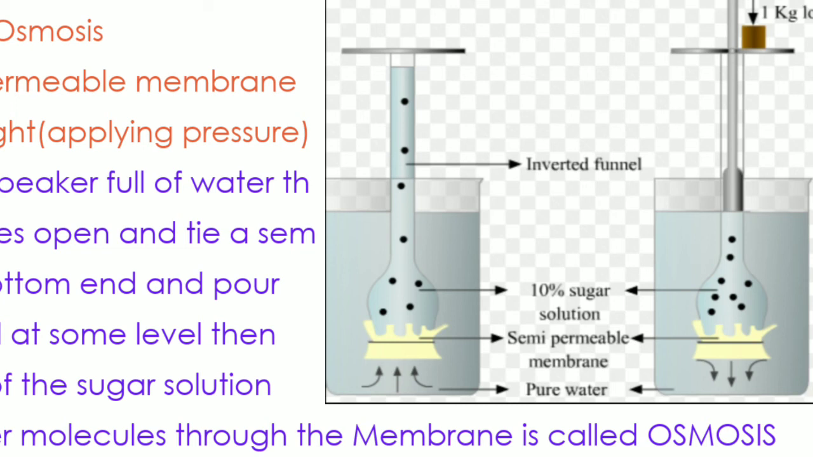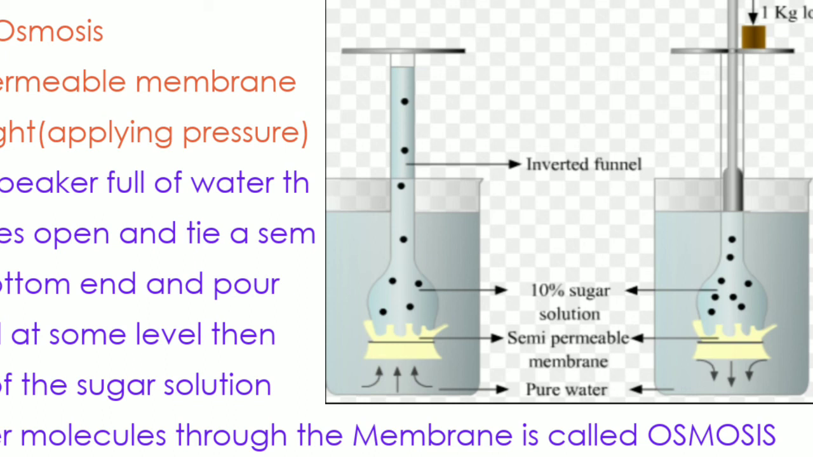Tie it tight, then add a sugar solution into the funnel to some level. Normally we can see the rising level of water in the funnel. This is called osmosis. Here the movement of water molecules occurs. This is the process which is involved in plants also. Next we have to come to the second one.